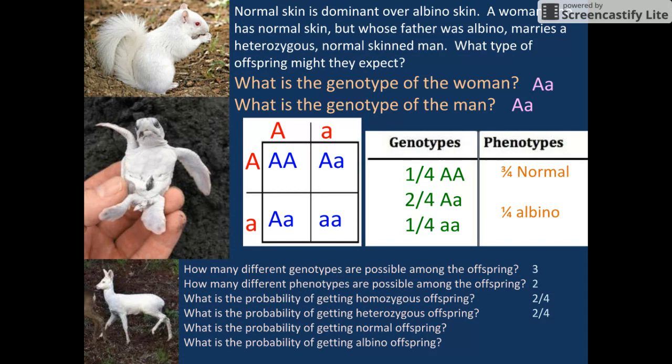What is the probability of getting normal offspring? Normal meaning does not show albino skin, okay? So if we look under our phenotypes column, we have 3/4 normal because if you look back at the Punnett square, 3 of the 4 boxes have a capital A. So that gives you 3 out of 4. And what's the probability of getting albino offspring? 1 out of 4 because only 1 box contains little A, little A.